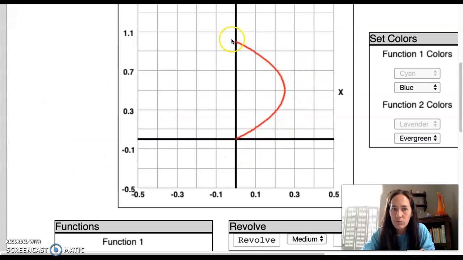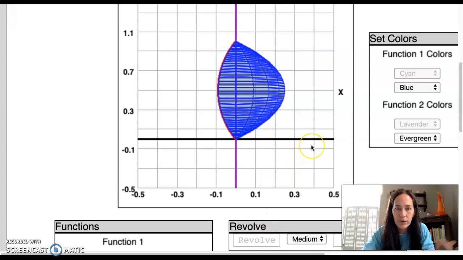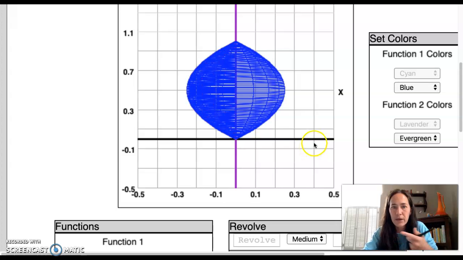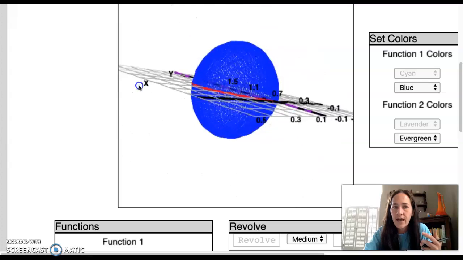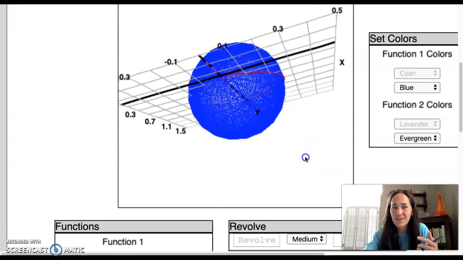Here's the original, right? Sideways parabola cut off from 0 up to the number 1. I want to revolve it, watch it go around the y-axis. You can see this better 3D version of it. It's completely filled in on the inside, and then you decide what you think that shape could be.